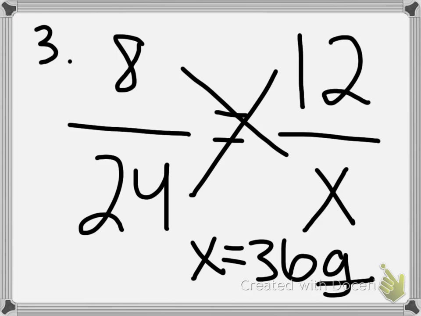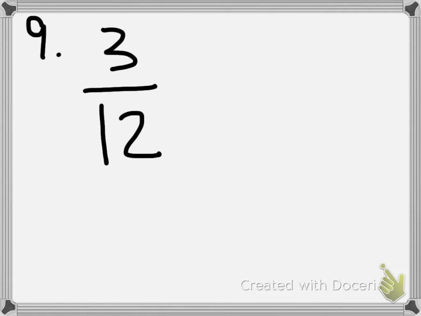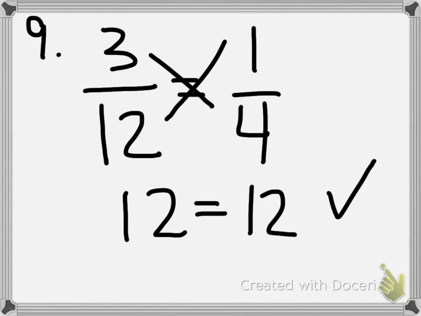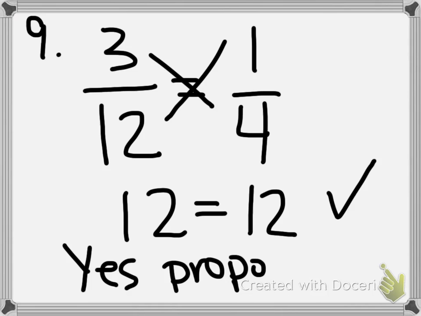And then on number 9, you have 3/12 and 1/4. And you need to tell whether they're a proportion. Obviously, if you cross multiply, 12 equals 12. So that is, yes, a proportion. And make sure that you write, yes, it's a proportion. Proportion is a mathematical term. We're making sure we're using our mathematical phrases.